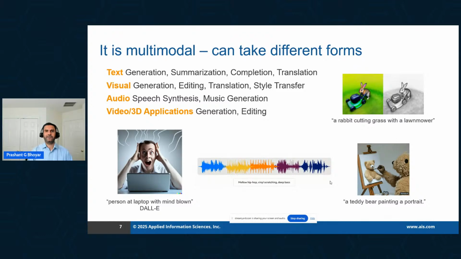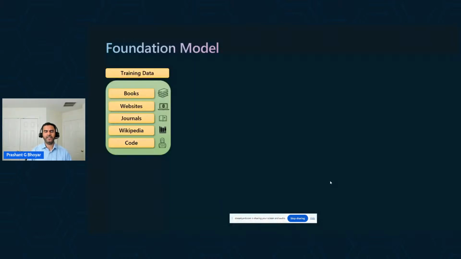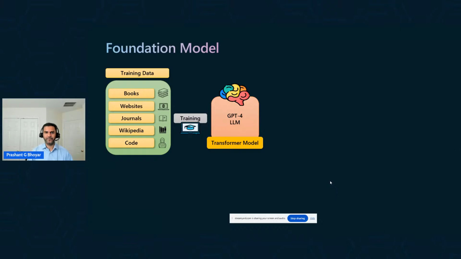Before we dive into some of the multimodal aspects of generative AI, let's focus on how exactly the foundational models of generative AI are built. I'm giving you an example of the GPT-4 model here, but the same principles can be applied to other models as well. During the training phase, these models go through the entire data set that is accessible to them. In the case of GPT-4, it went through the entire data set that was publicly accessible. It can be books, websites, journals, Wikipedia, code entries. And after training, they created something called a transformer model.